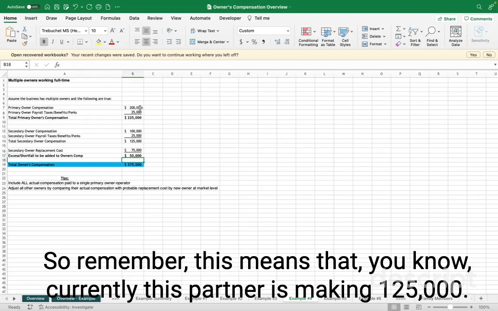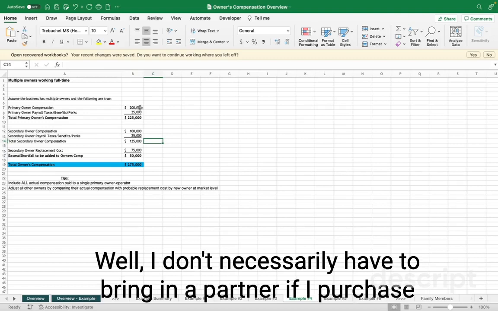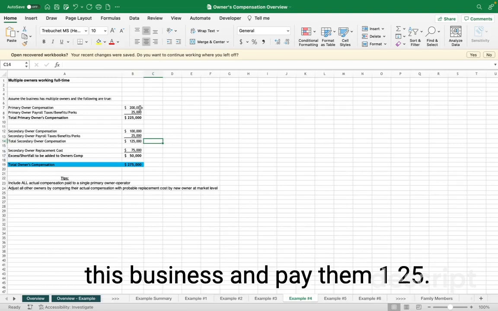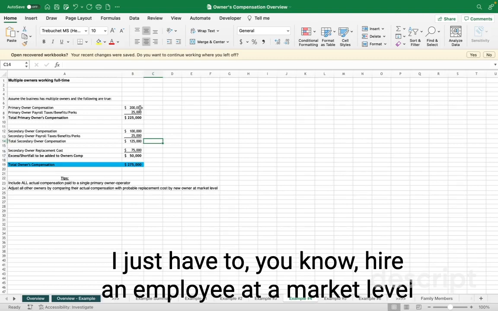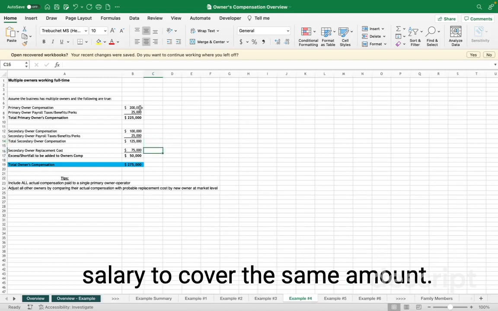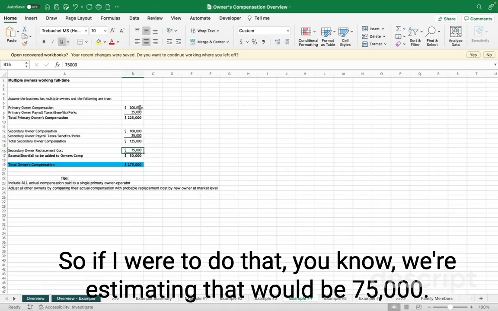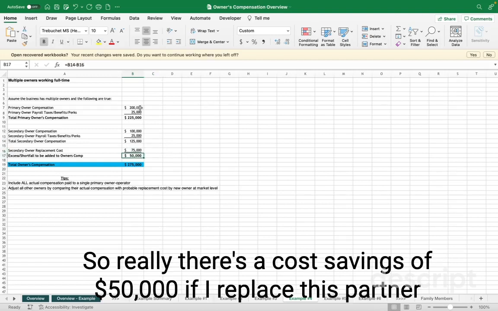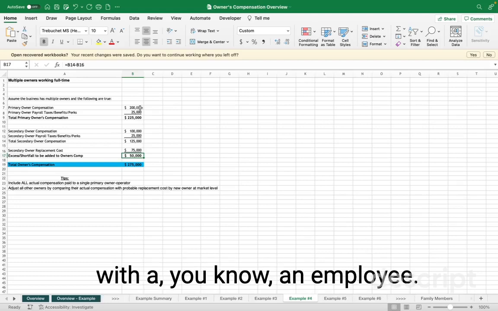So remember, this means that currently this partner is making $125,000. Well, I don't necessarily have to bring in a partner if I purchase this business and pay them $125,000. I just have to hire an employee at a market level salary to cover the same amount of work. If I were to do that, we're estimating that would be $75,000. So really, there's a cost savings of $50,000 if I replace this partner with an employee.